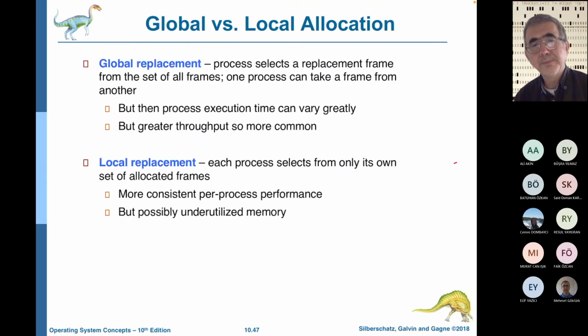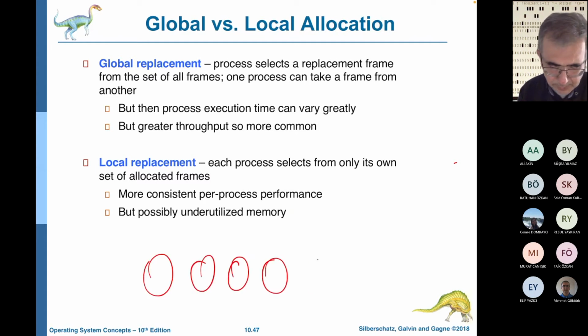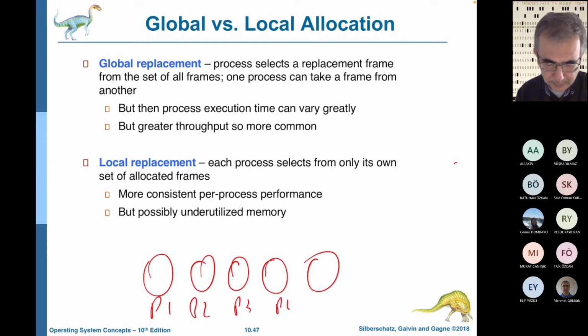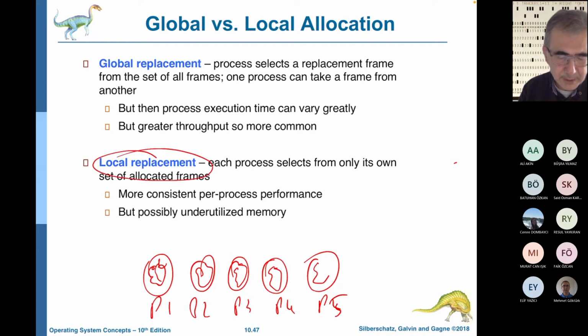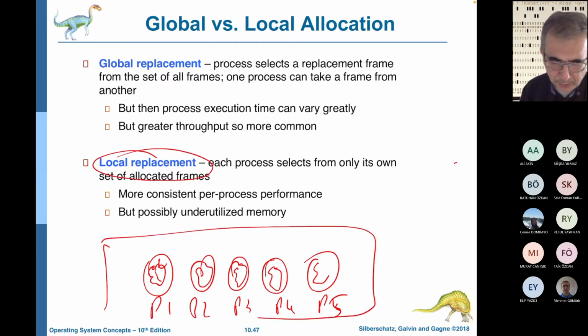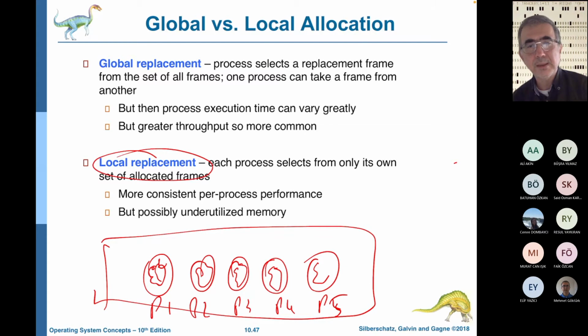With multiple processes working, P1, P2, P3, P4, P5, each one has its own free frame list. That is what local replacement is. But if the paging algorithm is running in the global sense, where the set of all free frames is used as a list, that is what we call global replacement.